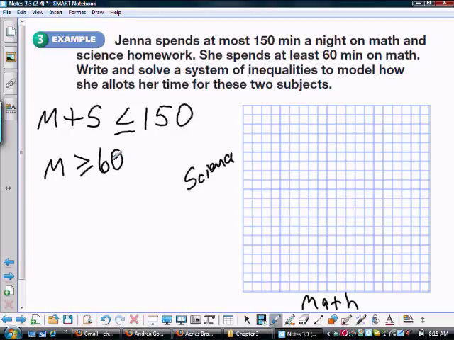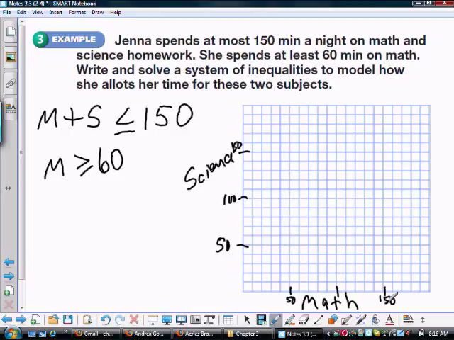So let's see, I've got some pretty big numbers here, so maybe I'll go by tens on my graph. 10, 20, 30, 40, 50, 60, 70, 80, 90, 100, up to 150 on each axis.